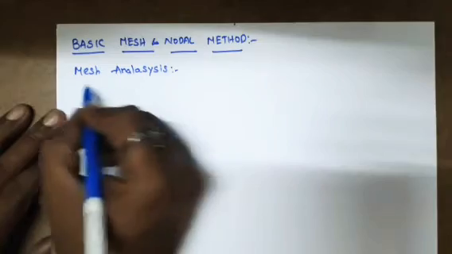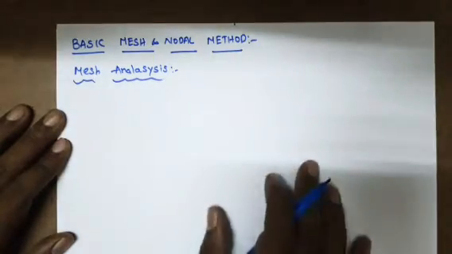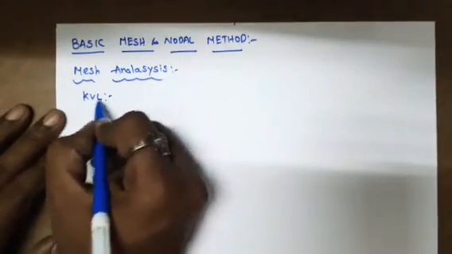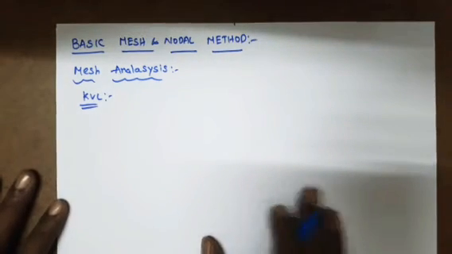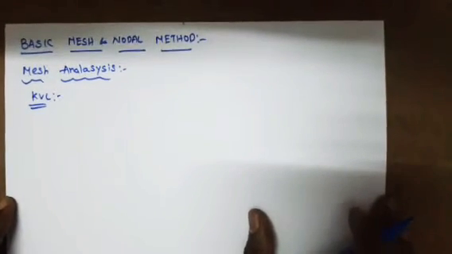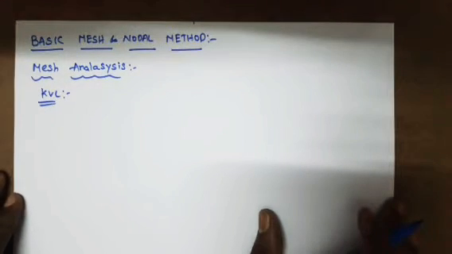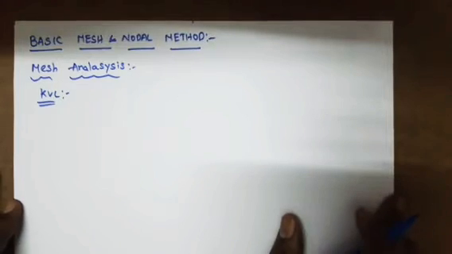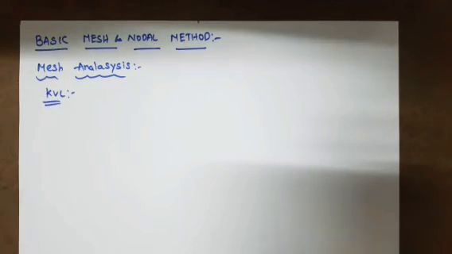So mesh analysis is one of the applications of Kirchhoff's voltage law. We can clearly see that in mesh analysis it is a loop, and it consists of only voltage sources and resistors. So the circuit consists of only voltage sources and resistors. Let us get to know about this mesh analysis, which is one of the applications of Kirchhoff's voltage law.